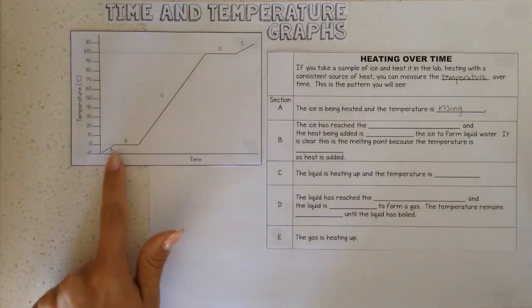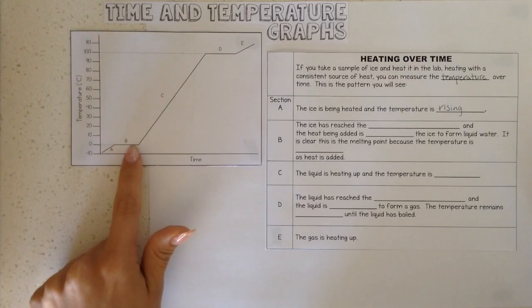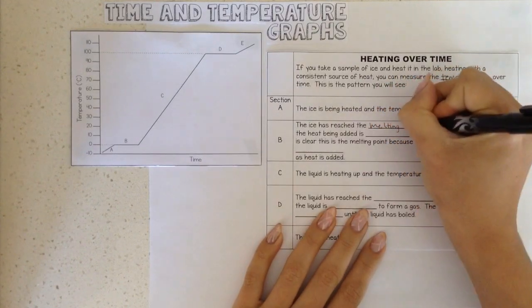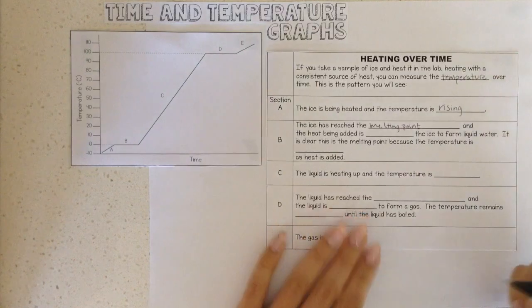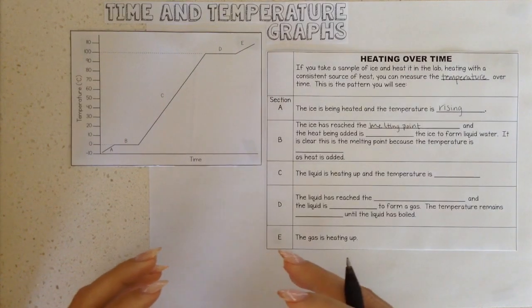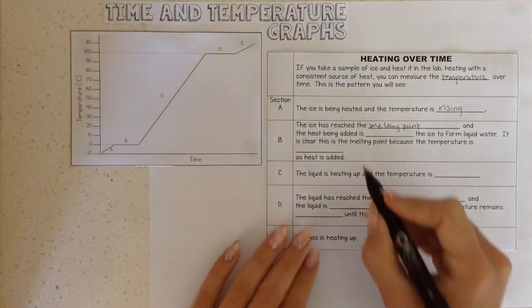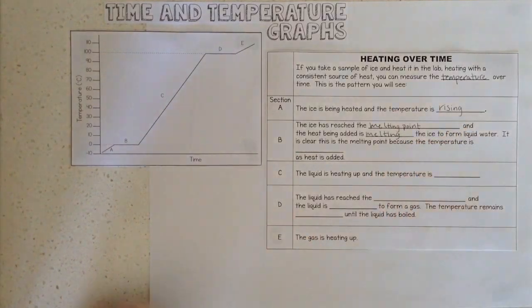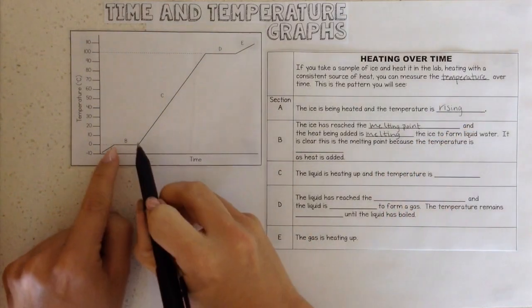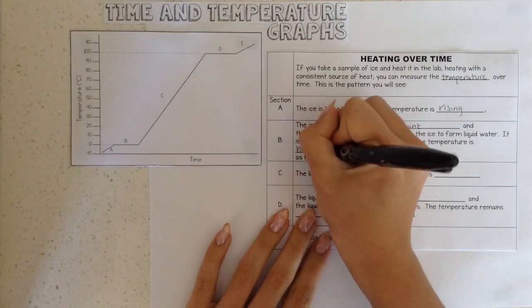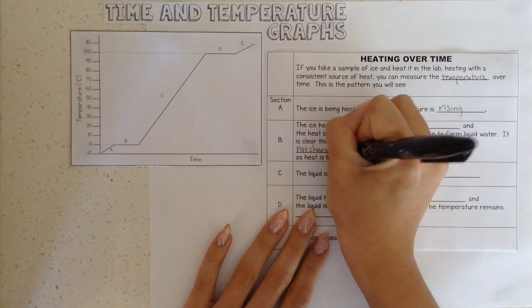In section B, this leveling off, this constant temperature piece, the ice has reached the melting point. And the heat is being added to convert that ice to liquid water by separating those molecules out of its crystalline structure. So we are melting with that heat energy. It's clear that this point is the melting point because the temperature is constant. It's not changing as the heat is being added.